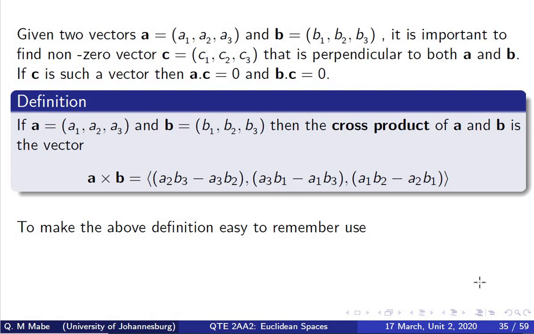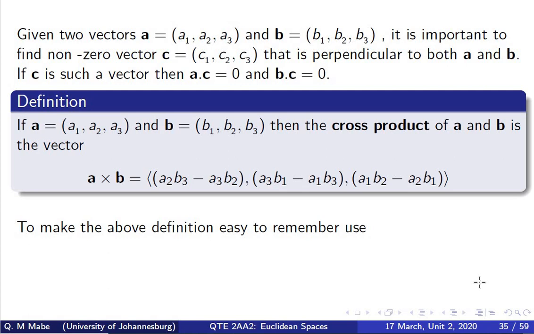Now we move on to cross products, right? We define cross products. Given two vectors in R3, A equals (A1, A2, A3) and B equals (B1, B2, B3), it's important to find a non-zero vector C that is perpendicular to both A and B, right? If C is such a vector, then A dot C equals 0 and B dot C equals 0. And such a vector can only be defined by a cross product.